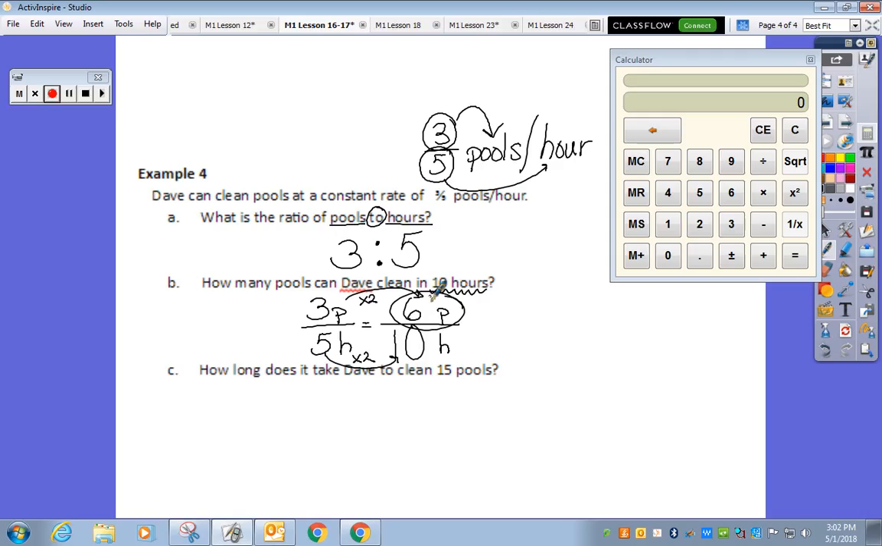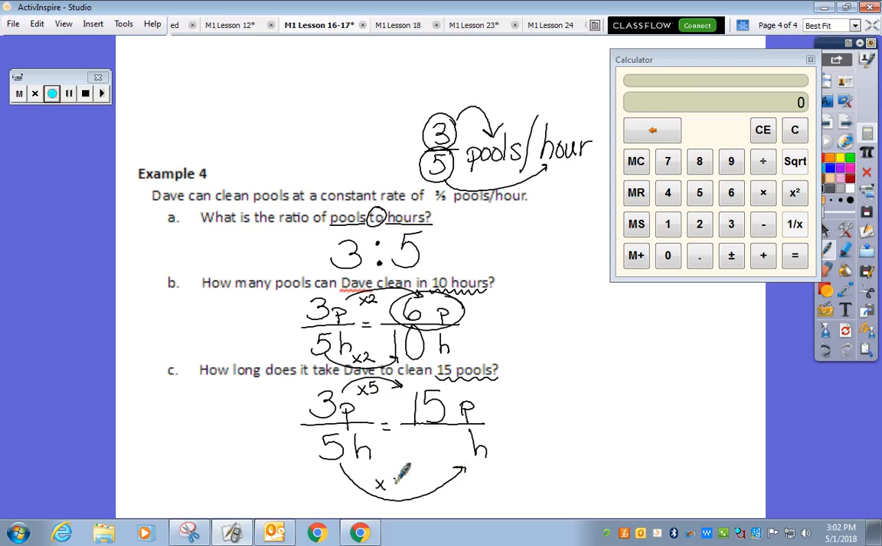Now it's asking me how long does it take Dave to clean 15 pools. Okay, so I'm going to use my same ratio, 3 pools, 5 hours, set it up equal to pools over hours. In this case, the extra information from the problem is talking about a number of pools. So next to P for pools, I'll put the 15. To go from 3 to 15, I'm multiplying by 5. So to go for my hours, I'd multiply by 5 and get 25 hours.